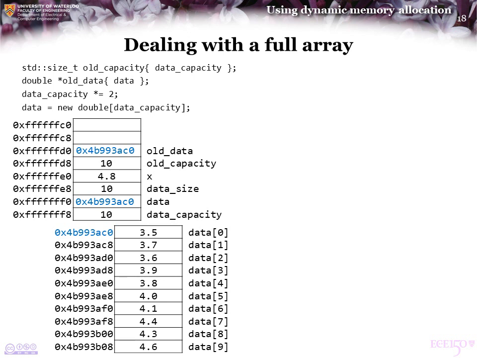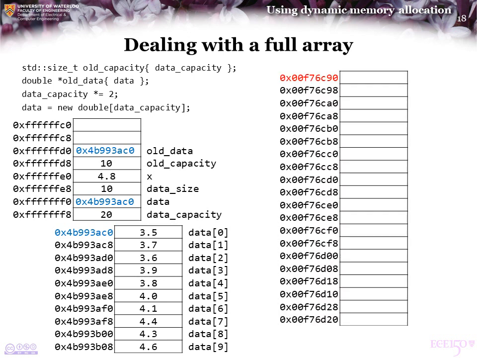So consequently, if we were to access data 7, we would get the value 4.4, and we could also access that same location in memory using old data with the index 7. Alright, next we double the capacity and we call new with that doubled capacity. So the operating system finds 20 times 8 bytes, and it returns the address of the first byte of the first entry of that new array.